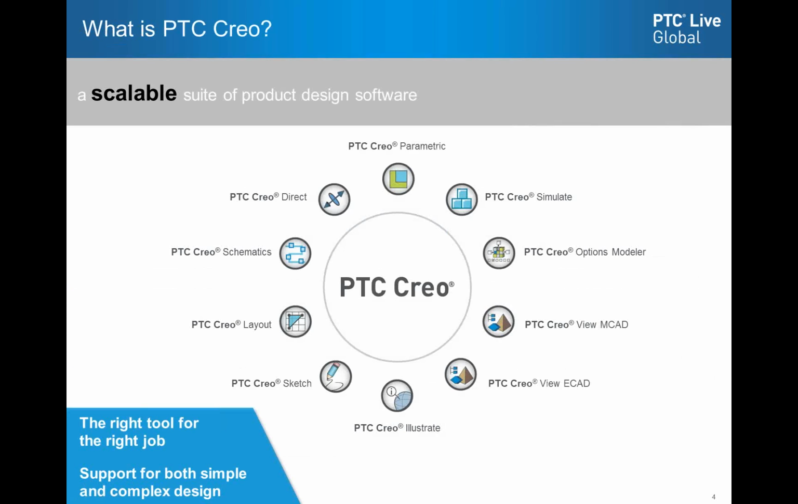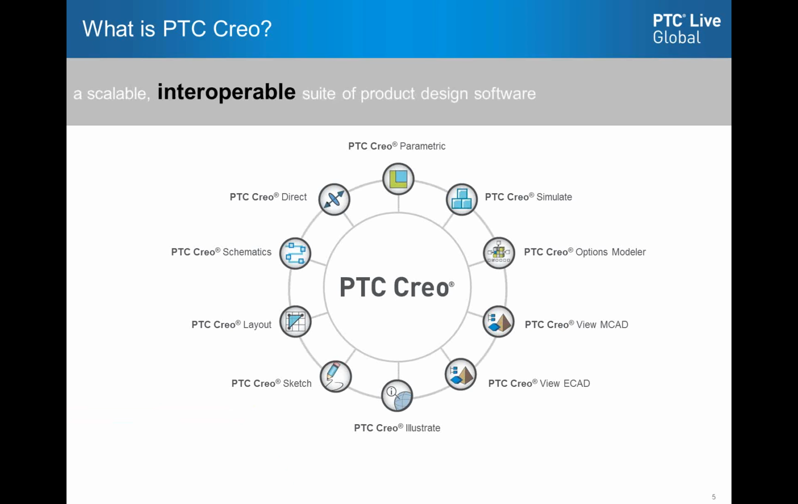So to begin with, Creo is a scalable suite of product design software. What that basically means is today we have 10 separate applications that form the Creo suite. The intention here is that you use the right tool for the right job. So if you want to do parametric 3D modeling, you've got Creo Parametric. If you want to do some simulation, then you've got an application that's dedicated for doing simulation. If you want to do direct modeling as opposed to parametric modeling, we have a specific application designed purely for doing direct modeling.